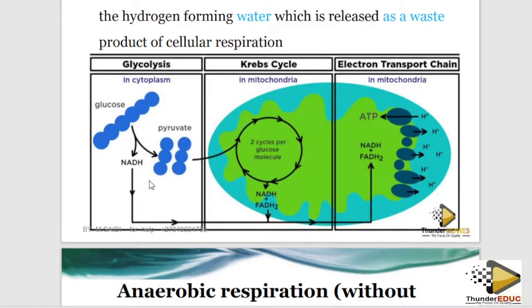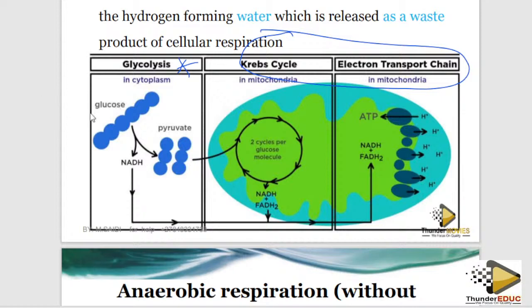So when you look at this, where do we use oxygen? We use oxygen in these 2 phases. You understand? Because we use oxygen in these 2 phases, it means that this phase does not require oxygen. It means that anaerobic respiration only occurs in glycolysis. Anaerobic respiration only involves glycolysis. It doesn't involve the Krebs cycle and oxidative phosphorylation, or transportation of electrons through a chain.